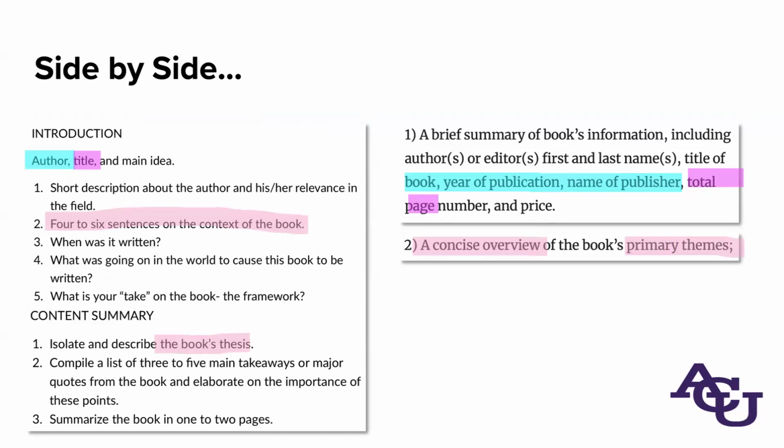Author, title, okay, simply enough. Who wrote it and how do I find it? And then notably, the instructions on the left say specifically to introduce the author and their relevance to the field. But after that, we have context of the book and the thesis. And we might make an analogy to what the instructions of the writer saying, a concise overview of the book's primary themes. What is this telling us? And that could overlap directly with the takeaways, or it could also be about what is this responding to?